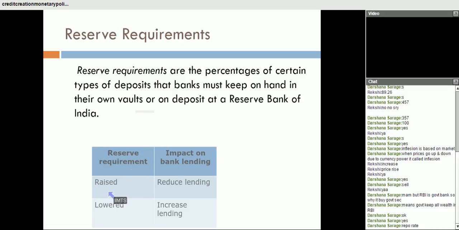If the central bank increases that, then what happens? The banks will have less money in hand to offer to the public, so their lending will be reduced. Okay? They will have a lesser amount of money in hand to lend to the people. Then if they lower the reserve, like they were taking 20%, now they are taking 15%, so 85 rupees is available with the bank to offer as credit to the public. Initially, they had only 80 rupees in the previous example. So now they have 85, they can lend more to the public. Okay?